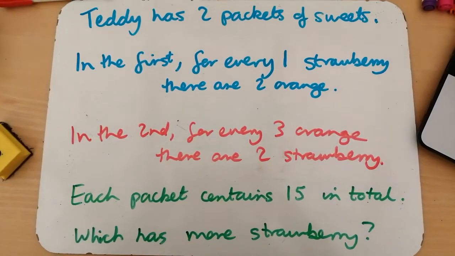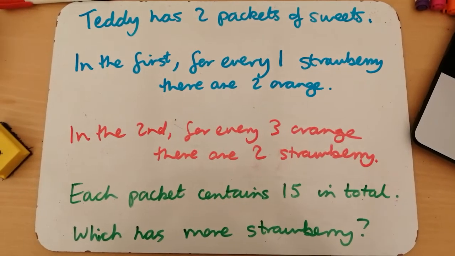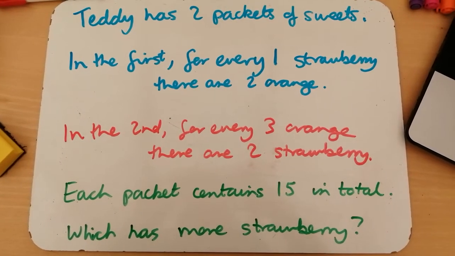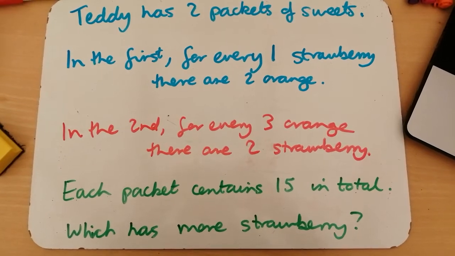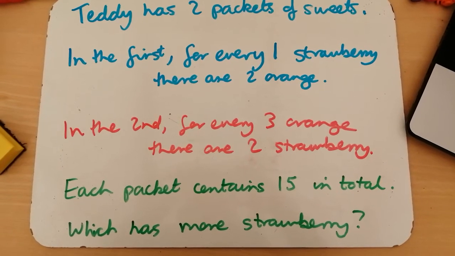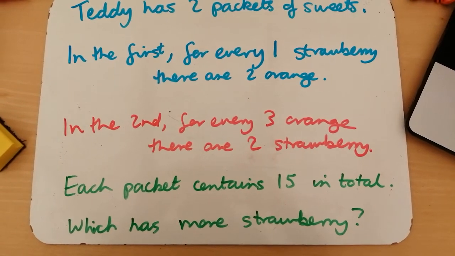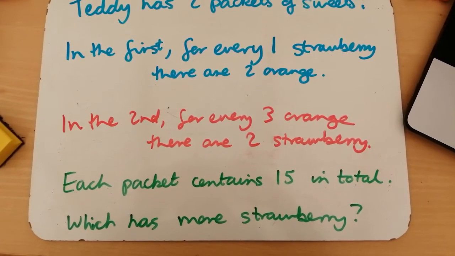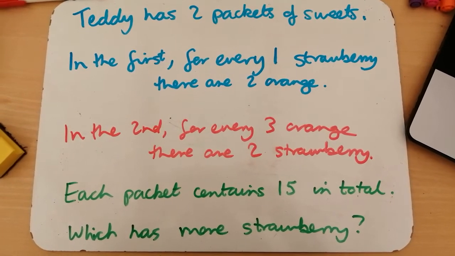Here's a reasoning problem for you to try. Teddy has 2 packets of sweets. In the first, for every 1 strawberry sweet, there are 2 orange. And in the second, for every 3 orange sweets, there are 2 strawberry. Be careful because the ratios have switched around there. Each packet contains 15 sweets in total. Which one has more strawberry? Pause the video and have a go.